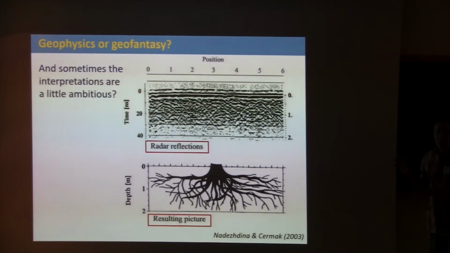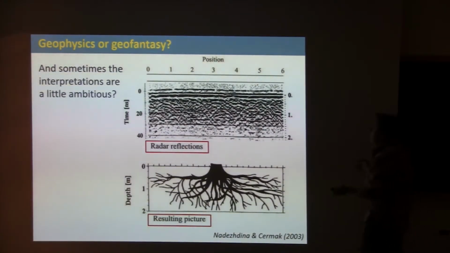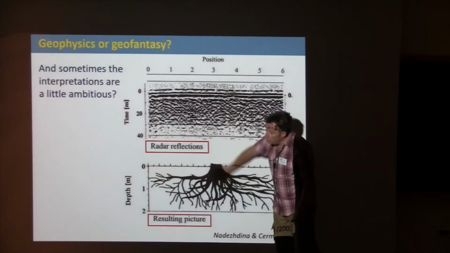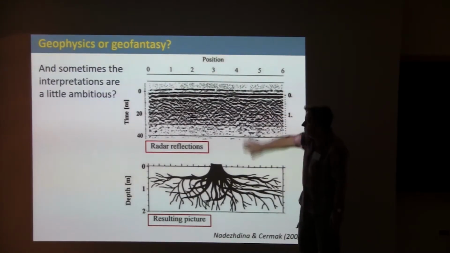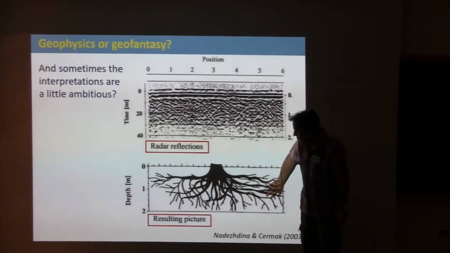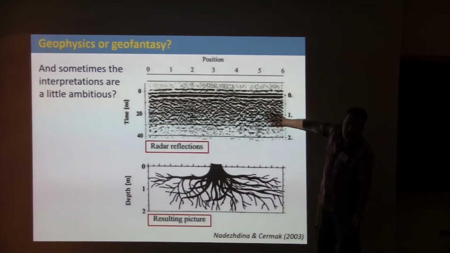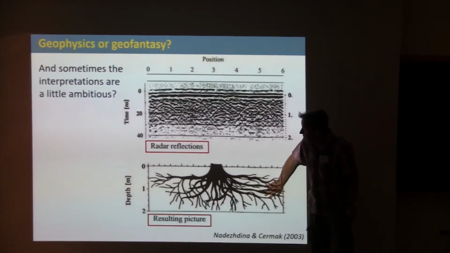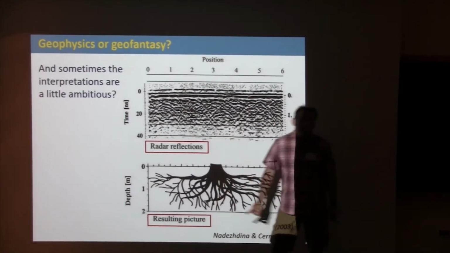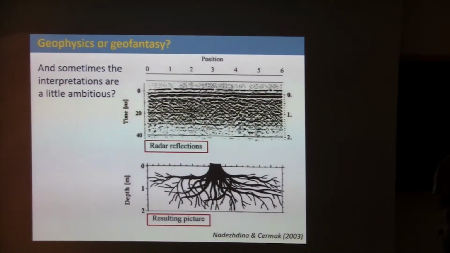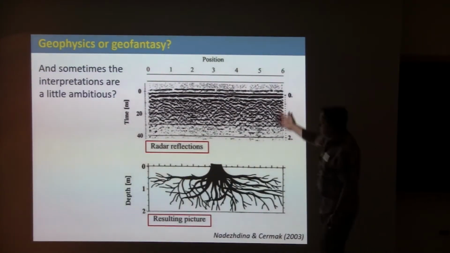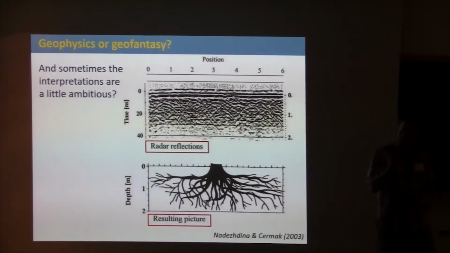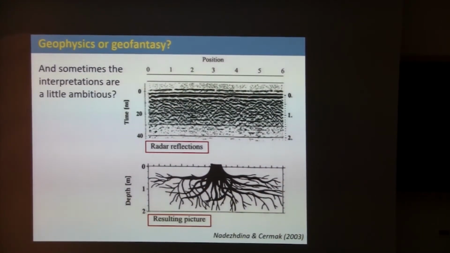Sometimes there's a bit of geofantasy that goes on there. This is a classic example. This is published. This is a GPR profile in a plant sciences journal, and then this is straight from the paper, and then this is the interpretation from a 2D profile, and a resulting picture is what it said. And of course, the plant scientists are not going to probe into, well, really, what about all these reflectors everywhere, and how do you deconvolve that signature to get that? Sometimes there's a bit of geofantasy, and we've got to be careful with that.